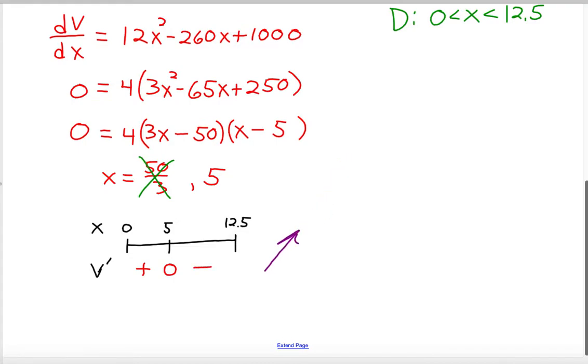So this tells me that if v prime is positive, then 0, then negative, that v is going to be increasing, levels off, and then decreasing. So I have a local maximum at x equals 5.